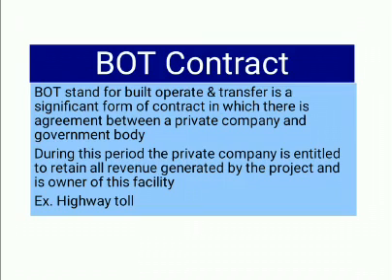In this contract, the private company finances, designs, constructs, operates, and maintains an infrastructure project for a period of time, and then transfers the ownership of the project to the government. For example, toll tax or highway toll is the best example of BOT contract. During this period, the private company is entitled to retain all the revenue generated by the project and is owner of all this facility. So this is the BOT, build, operate, and transfer type of contract, generally used in highway construction.